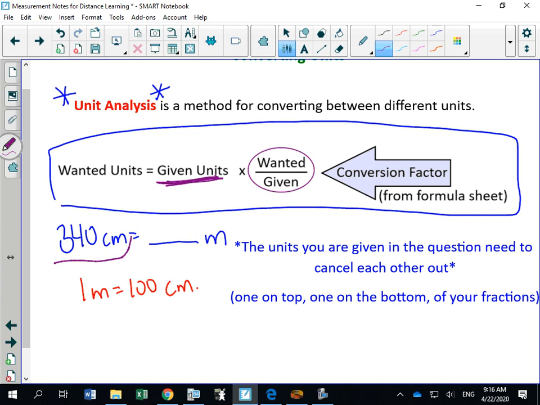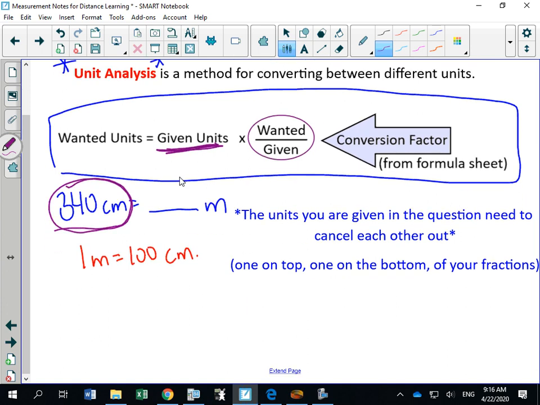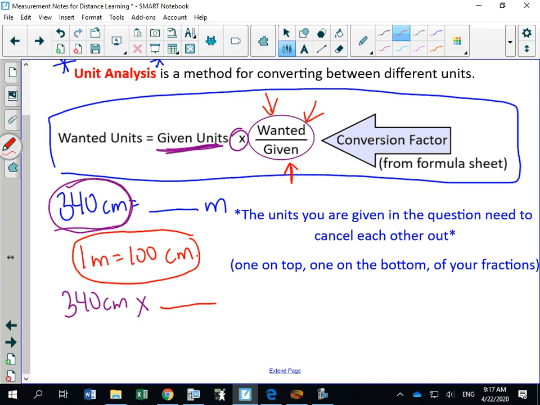So I gave you 340 centimeters. You take what I give you, which is 340 centimeters, and you multiply that by a ratio. The ratio is going to have to do with this conversion here. Between the 1 meter and the 100 centimeters, you have to pick one to put on the top and one to put on the bottom.